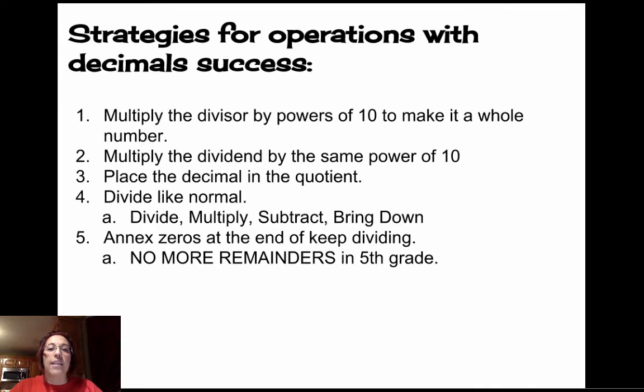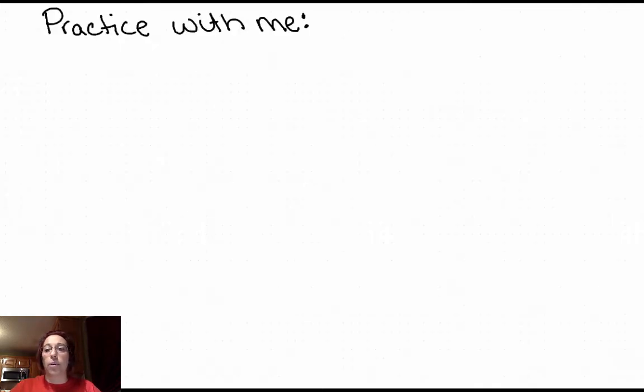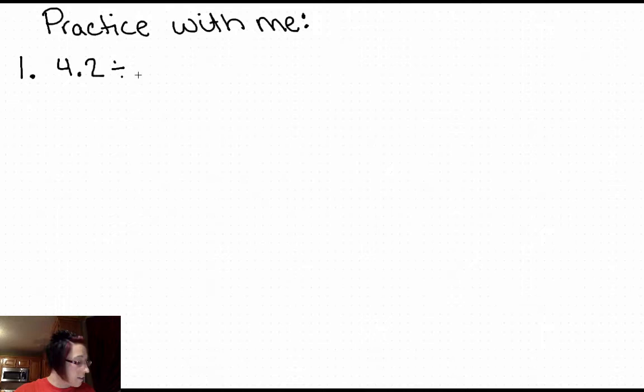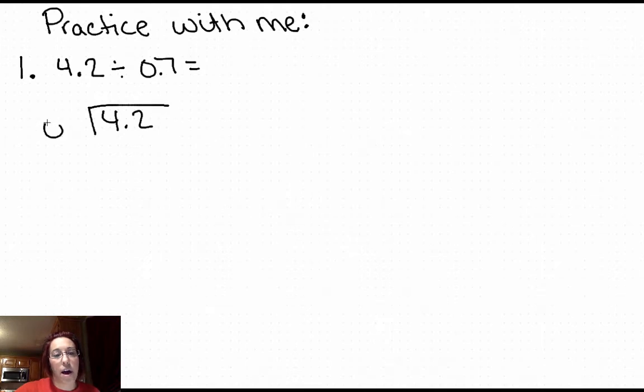So let's look at some practice with me problems. I think the hardest part of this concept is going to be learning how to move the decimal and get your divisor without decimals. So let's look at 4 and 2/10 divided by 7/10. So let's set it up like normal. 4 and 2/10 divided by 7/10.